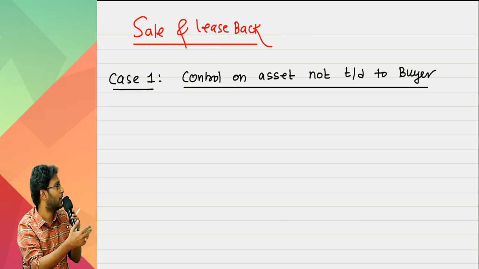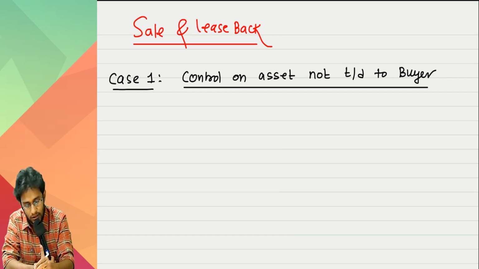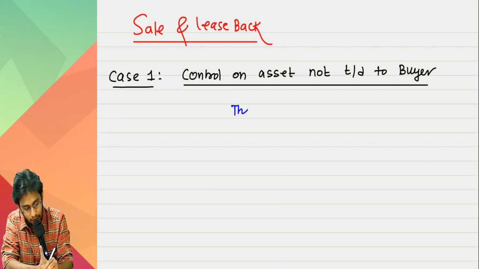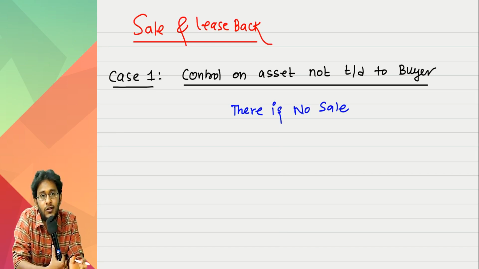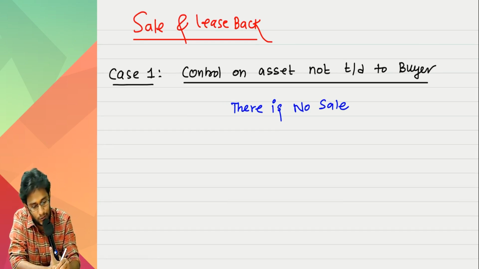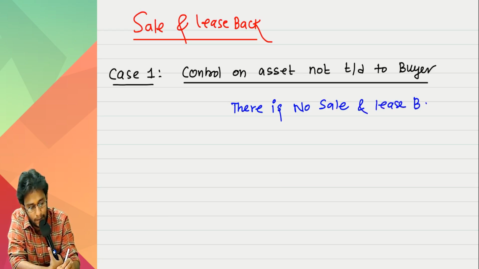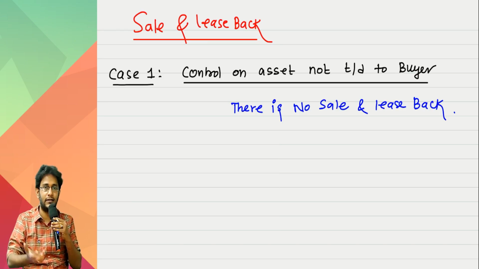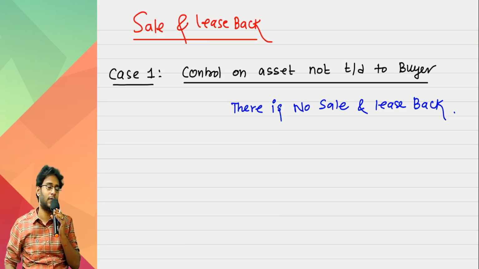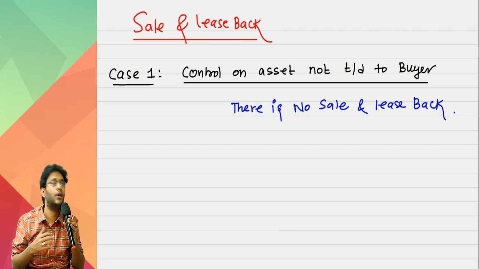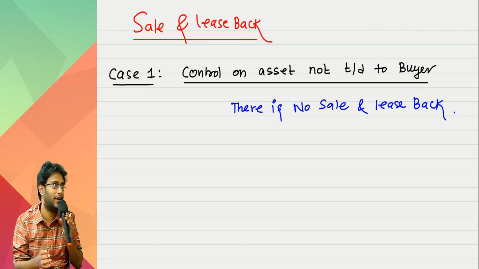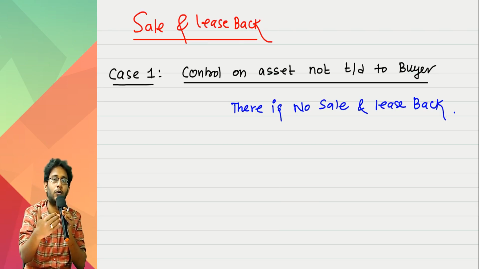If you say case 1, sir, control is not transferred. Standard says, if control is not transferred, there is no sale. So when sale is not there, where is the question of leaseback again? There is no sale and leaseback. So the seller who is selling the asset will not de-recognize the asset. He will not recognize an ROU asset also, because the full control of the asset is with me only. Why will I call myself a lessee now? Legally you wrote a lease contract. Who cares legally? In substance, control is not passed on to the buyer.